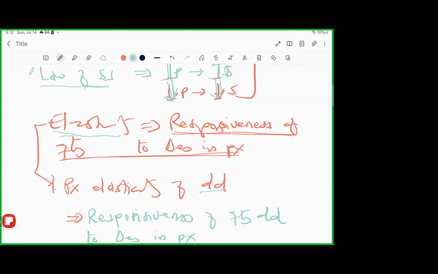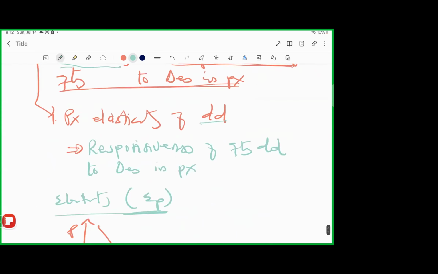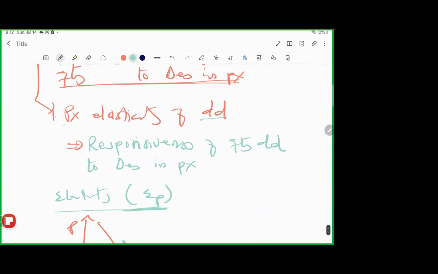So by elasticity, we have two. One is the price elasticity of demand, defined as the responsiveness of quantity demanded to changes in price. How much will quantity demanded change if there is a change in what?